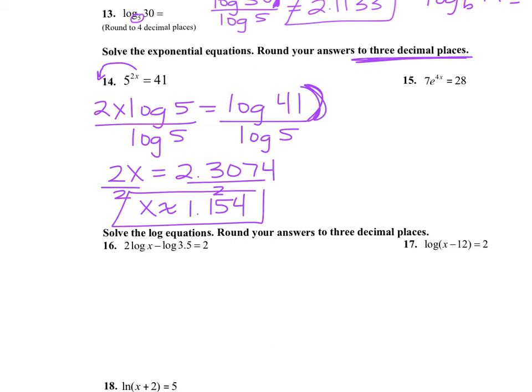What do you do for 15? Divide by 7. Isolate. You got to divide by 7 first.